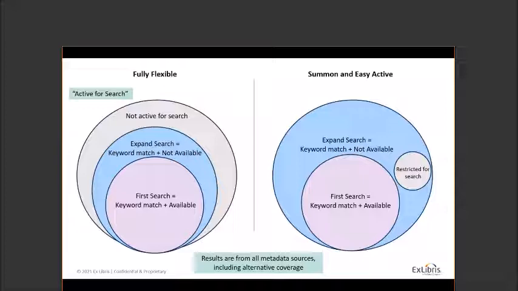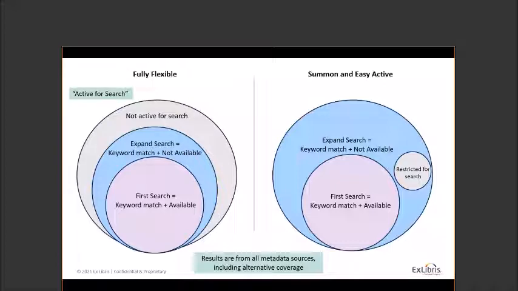In the Summon and Ex Libris Primo model, the inner circle, the first search, will be the same: keyword match and what's full text available. But after hitting expand, all the index will participate in the results. There is no search activation, so 100% of the index will participate in the results, and users will see all results that match the keywords, whether available or not available.